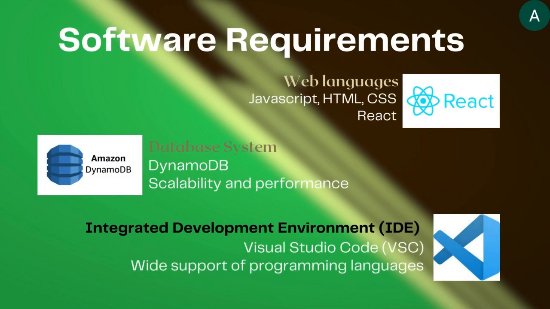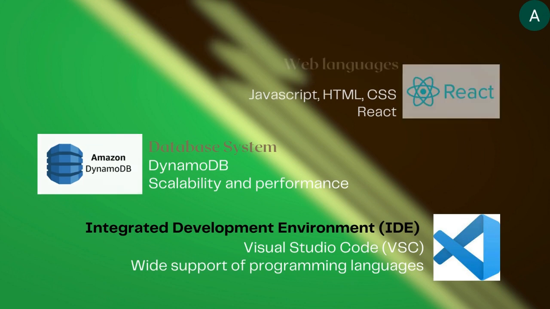One software requirement for Grab is the use of web languages. Conventional websites use HTML, CSS, and JavaScript to display all the graphics, but the React framework can be implemented for more efficient development as well as being high performance. In addition, DynamoDB, which is a database management software, can be used since it has high scalability and better performance. Next, an integrated development environment or IDE, such as Visual Studio Code, can be used for developing its website. Visual Studio Code has wide support for many programming languages.